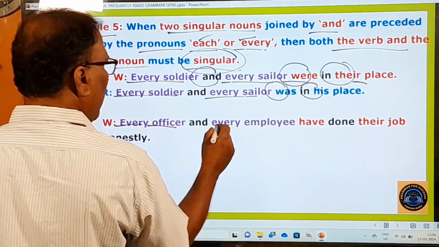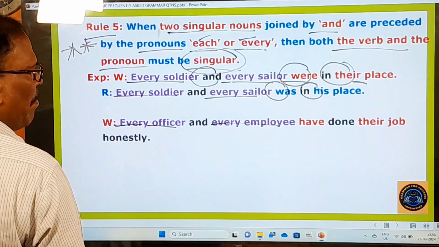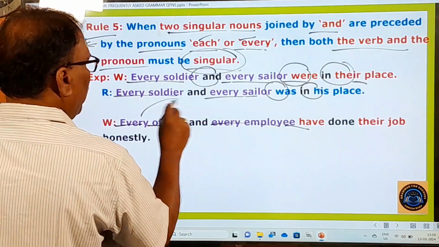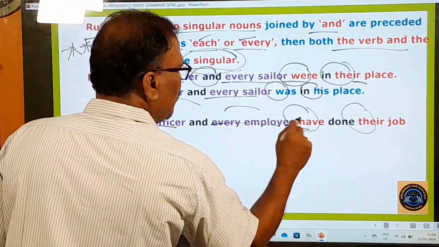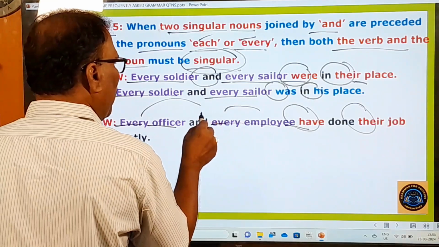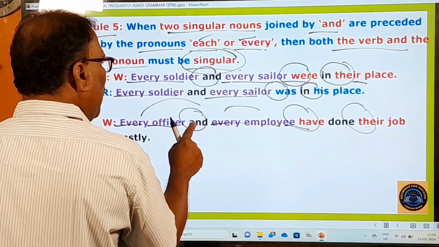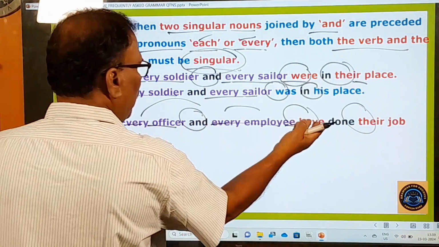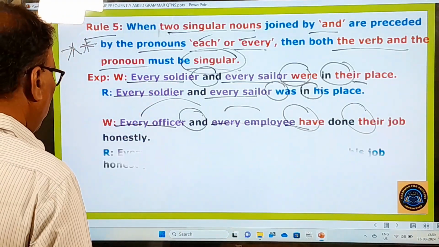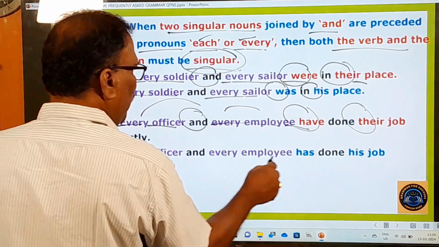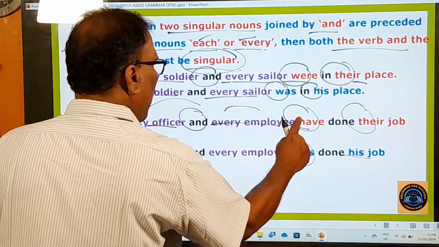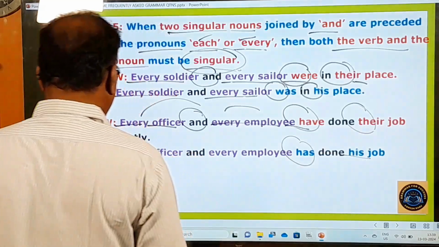Every officer and every employee. Have. Okay. You should not say that. You should know that when officer and employee are connected by and preceded by every, the verb should not be in the plural. The pronoun should not be in the plural. Then what should be the right one? Every officer and every employee has done his job. Don't say have done their job, but has done his job.